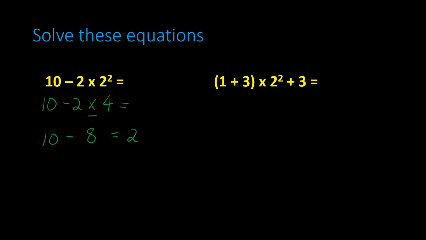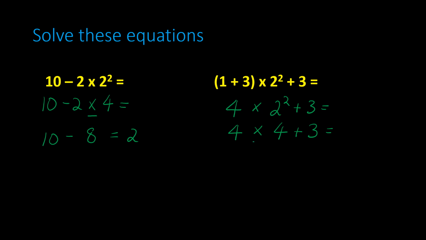Let's do the next one. We have 1 plus 3 in brackets times 2 to the power of 2 plus 3. Well, brackets comes first, so 1 plus 3 is 4 times 2 to the power of 2 plus 3. Next, we do the exponent, which is 2 to the power of 2, which is 4 plus 3.